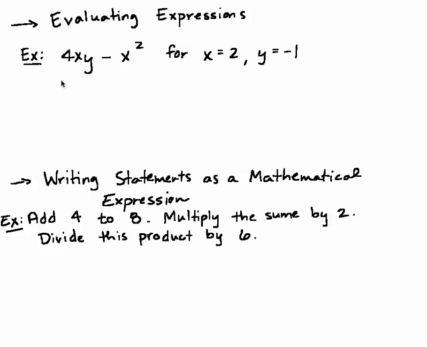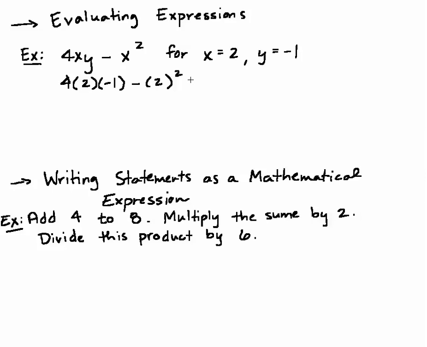So we're going to rewrite this expression, but instead of writing x, we're going to write 2. Instead of writing y, we're going to write negative 1. And I'm writing those in parentheses. And then also the same thing for the x squared. You're writing a 2 instead of an x. And then we just have an expression, and then we can follow the order of operations.